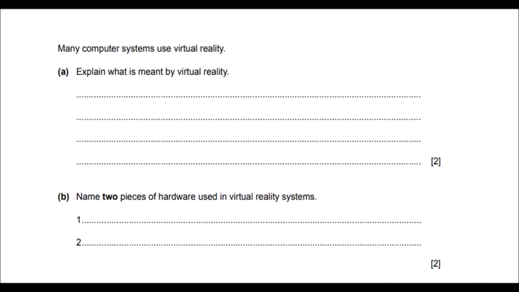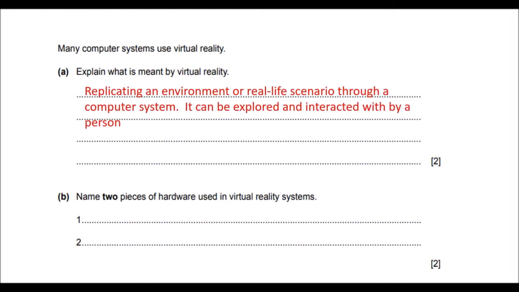Now, this question says many computer systems use virtual reality. Explain what is meant by virtual reality. Well, you can say virtual reality is when you replicate an environment or real life scenario through a computer system. When we say something is a reality, it's a real life scenario, then virtual means it's a fake. So you replicate a real life scenario, like shooting, into a computer, so then it can be explored and interacted with by a person. That's what you call a virtual reality.